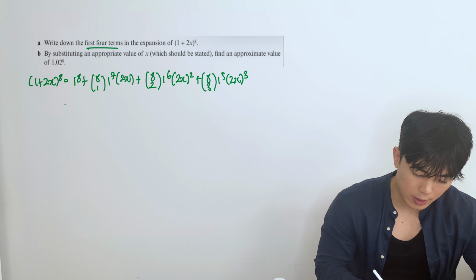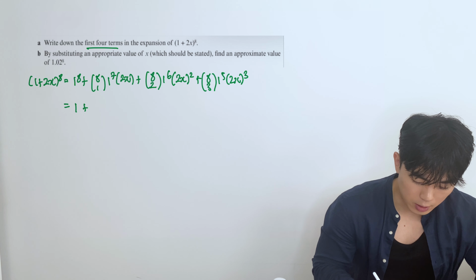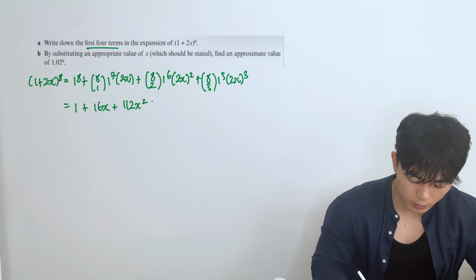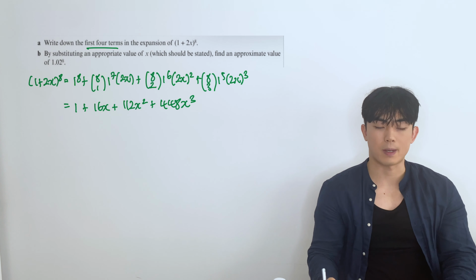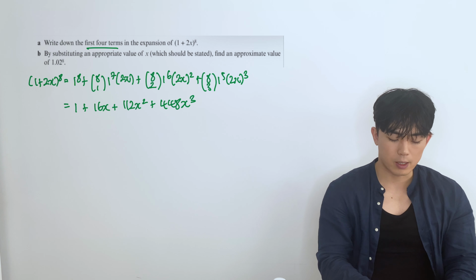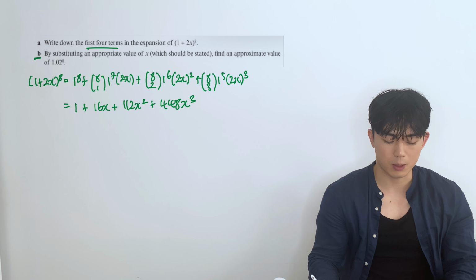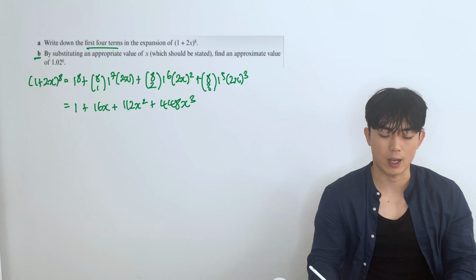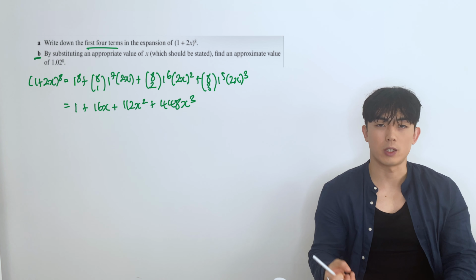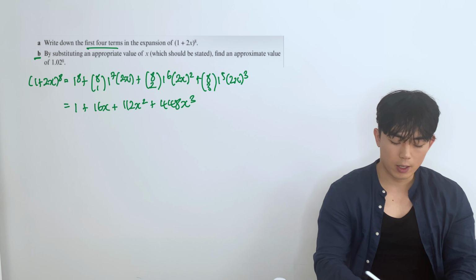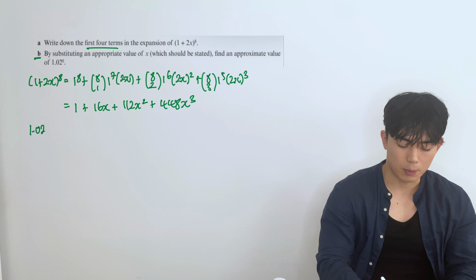Now just simplify this. So we get 1 plus 16x plus 112x squared plus 448x cubed. Okay, so that's our initial expansion. Right, in part B, they said by substituting an appropriate value of x, which should be stated, find an approximate value of 1.02 to the power of 8. So we need to find that x value which we need to substitute in. So we're trying to approximate a value for 1.02 to the power of 8.